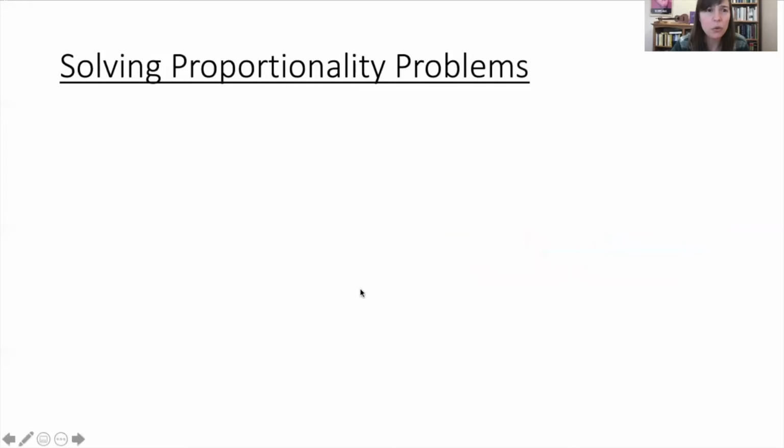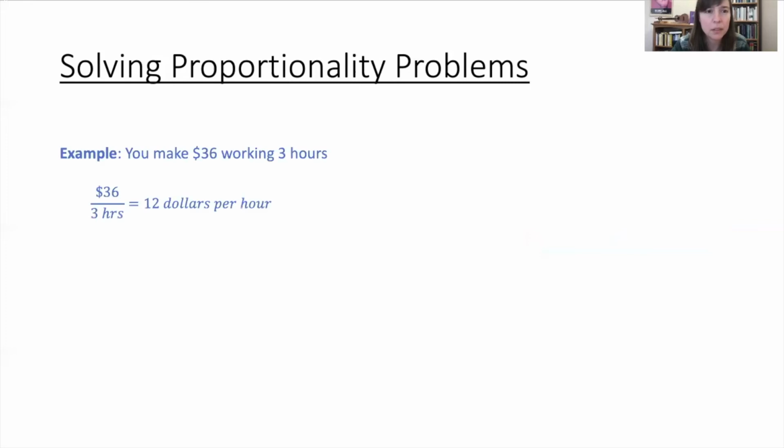So let's do a proportionality problem. Let's actually solve some problems with these constants of proportionality. So, all right, from our example before, suppose you're making $36 working 3 hours. So your constant of proportionality is $12 per hour. How much money would you make working 5 hours? This is a question you could see on your practice problems or in the homework.